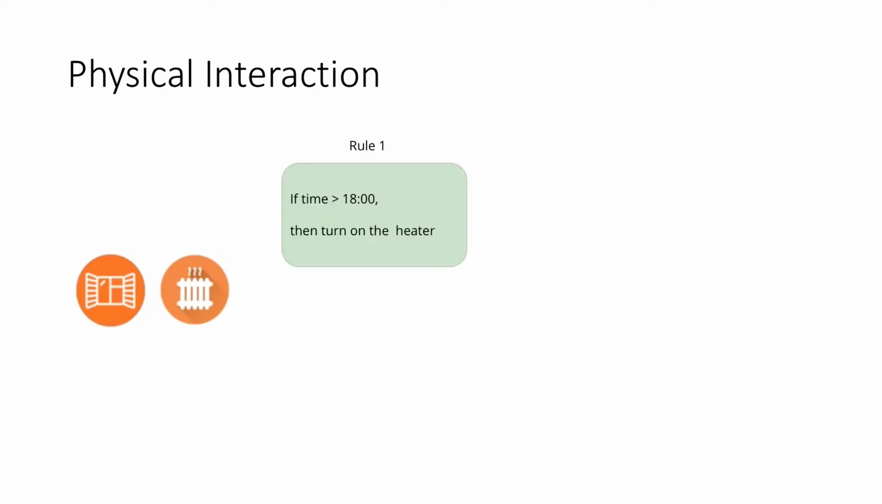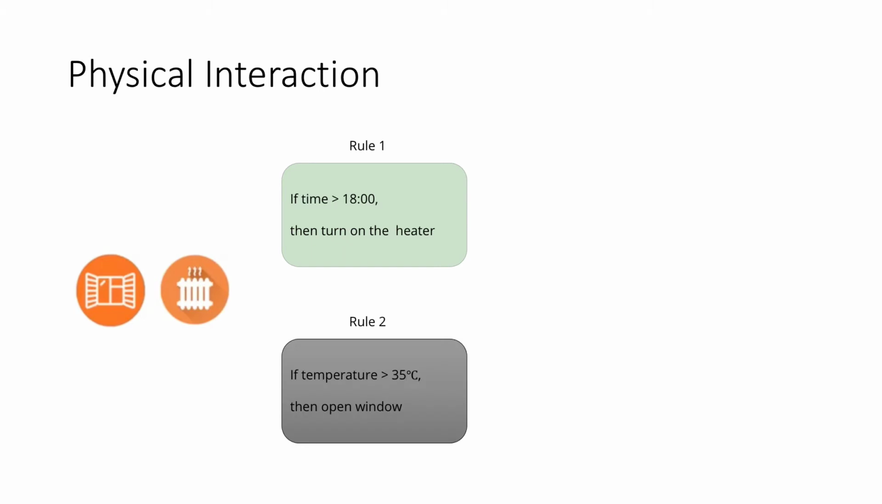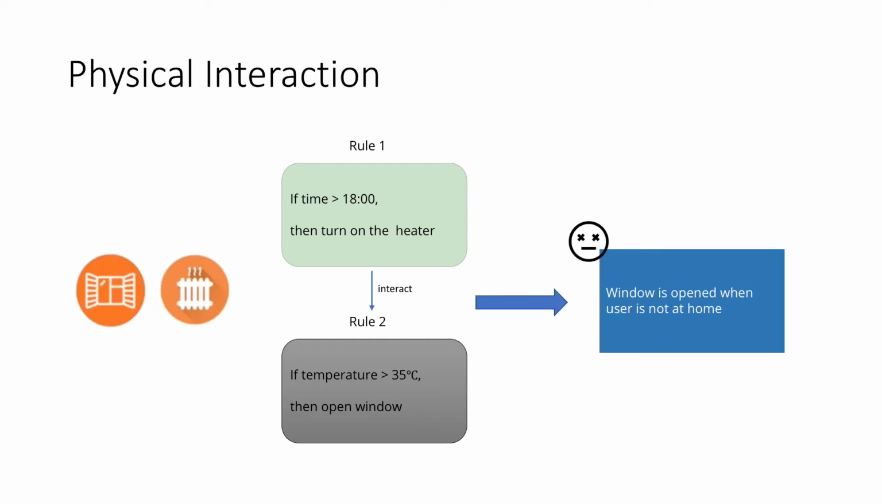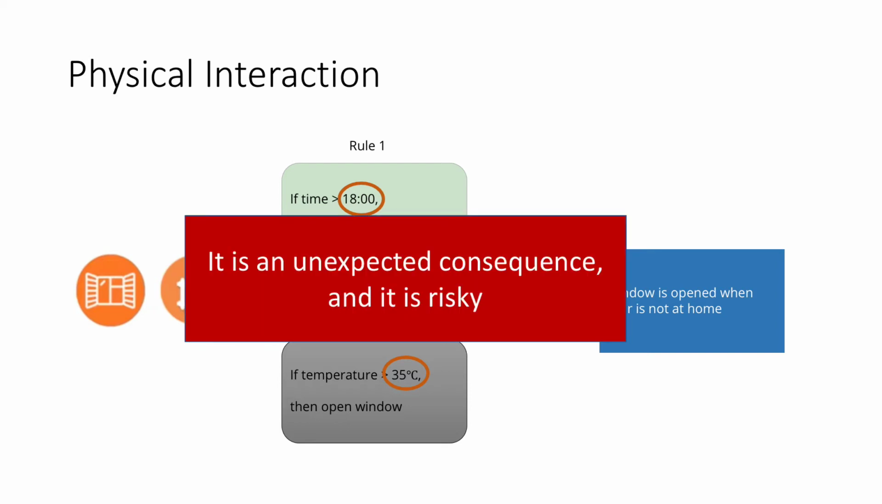For physical interaction, for example, we have two devices, the smart window and the heater. The first rule is: if time is after 18 o'clock, then turn on the heater. Rule 2: if the temperature is higher than 35 degrees, then open the window. These two rules would interact with each other and result in an unexpected consequence, which is the window is opened when the user is not at home. There are two attributes in these two rules, so it is an unexpected consequence and it is risky.